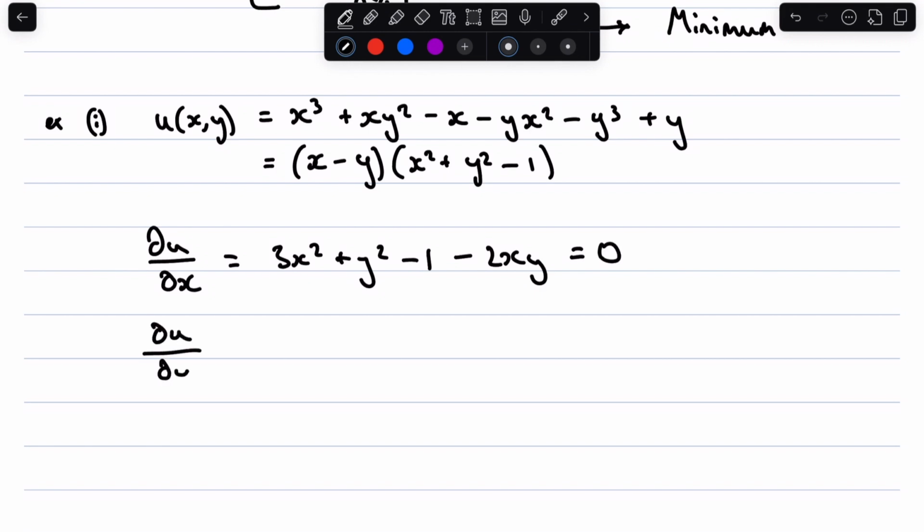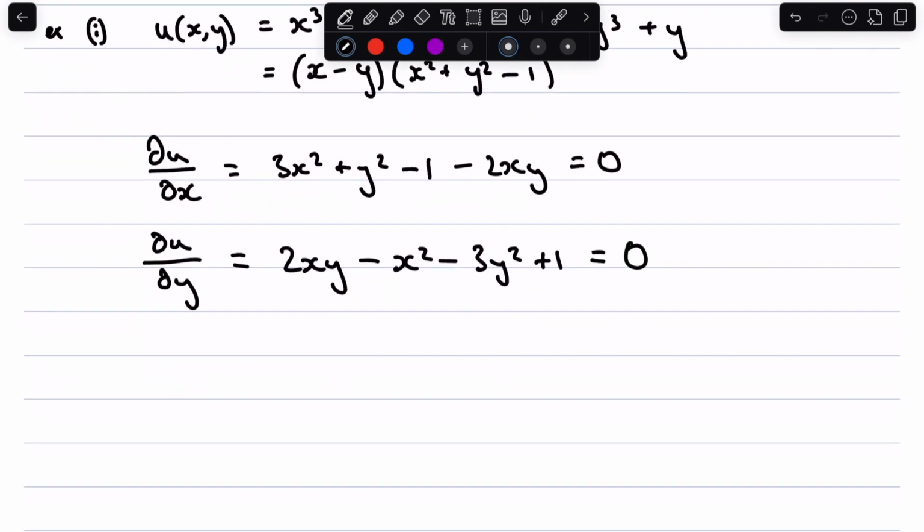Similarly, partial du by dy is equal to 2xy minus x squared minus 3y squared plus 1, and again, that's equal to 0. If we add these equations together, we'll be left with 2x squared minus 2y squared, and that will still be equal to 0. So all other terms should cancel out, and we'll just be left with this. So that implies that y is equal to plus or minus x.